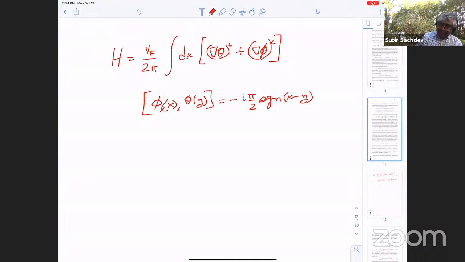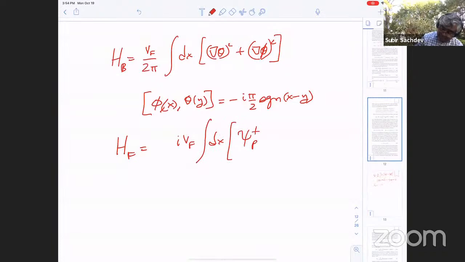And yeah, so that's the boson theory, the fermion theory. So this is the boson theory. This is the fermion theory. Well, in exactly the same way, I would write that as IVF dx. The Hamiltonian is psi dagger r d psi r by dx minus psi dagger left d psi left by dx.